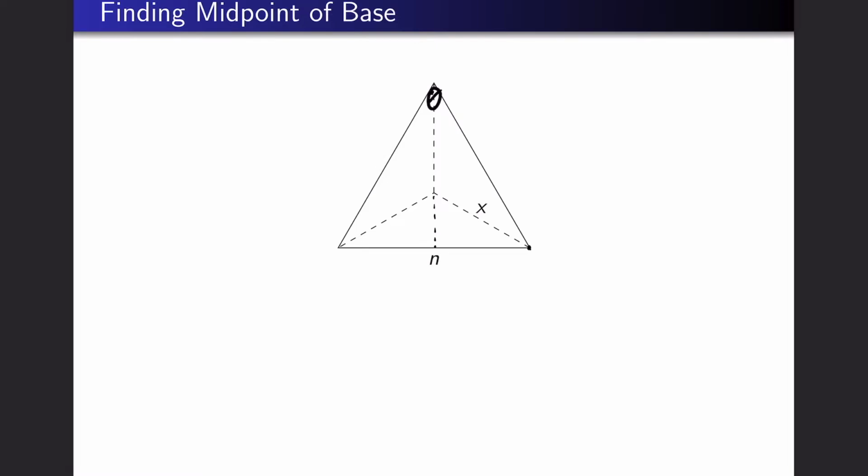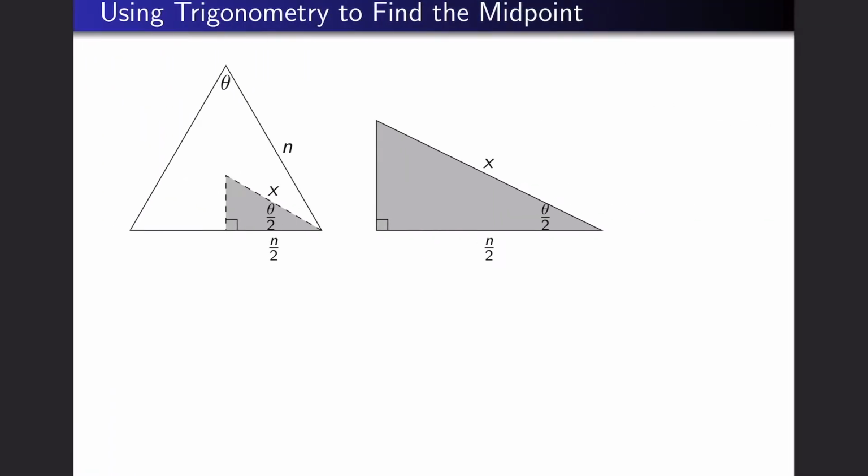I'm going to bisect this specific side. Bisect means that this length is now n over 2. This should be very familiar from the last video. And since we're splitting theta into 2, now we're going to have theta over 2. All right. Now we have some measurements. If you guys remember, theta is equal to 60 degrees, which is equal to pi over 3. Just going to write that there.